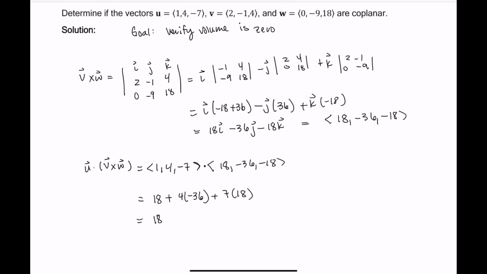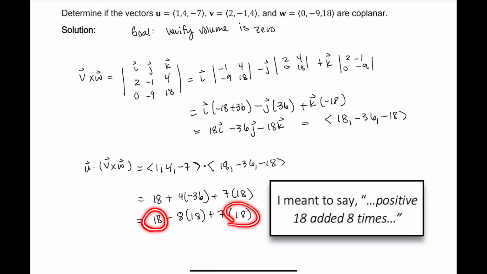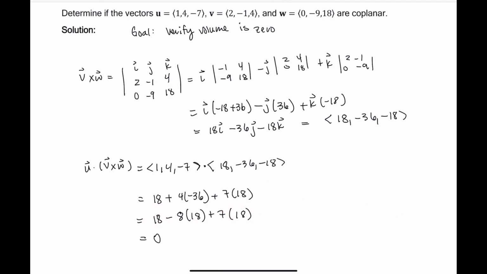And what does this work out to be? I'm going to write this as -8 times 18. You notice I just factored this into 2 times 18 plus 7 times 18. So what this shows me is that I have positive 18s added 7 times and then subtracted 8 times. That indeed is 0. So these vectors U, V, and W are coplanar.